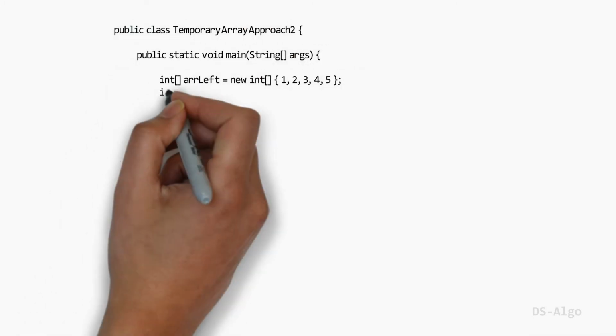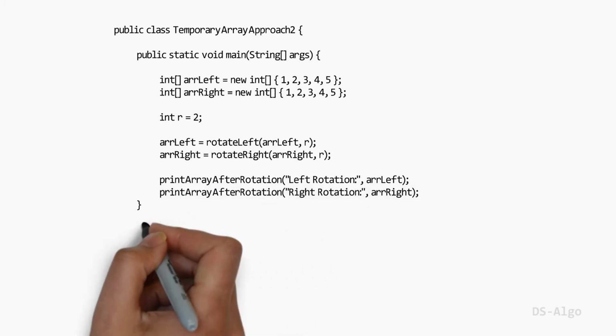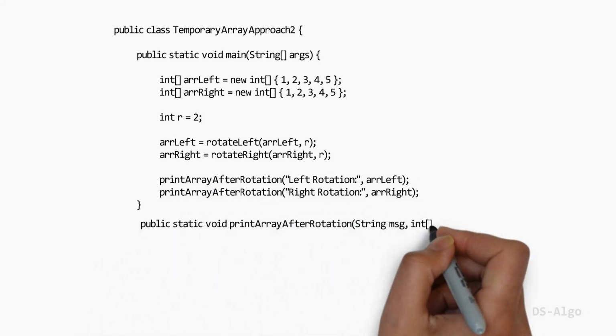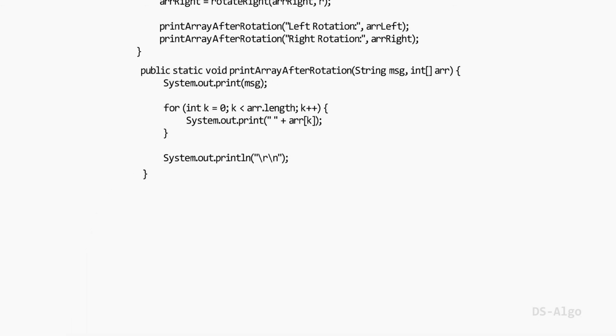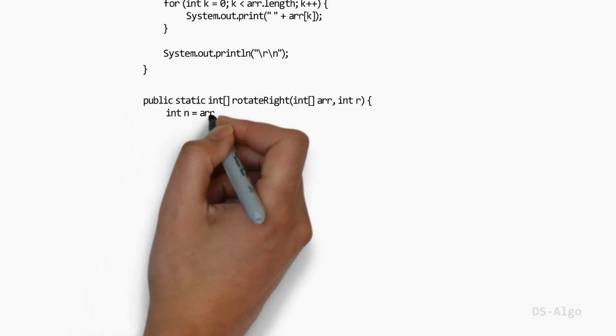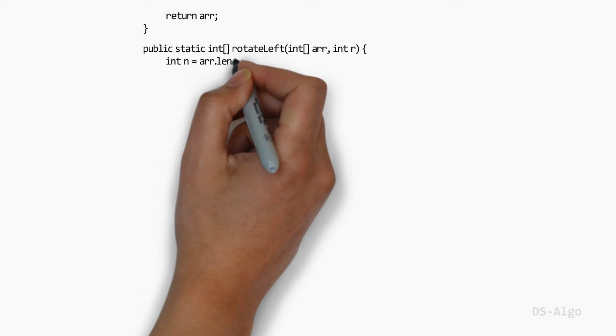Let's look at the implementation of this algorithm for both left and right rotation of an array. The main idea behind this algorithm is to use a temporary array of size equal to the given array size, in which we place every element of the given array at its correct position using the formula. Then we store the temporary array to the given array.